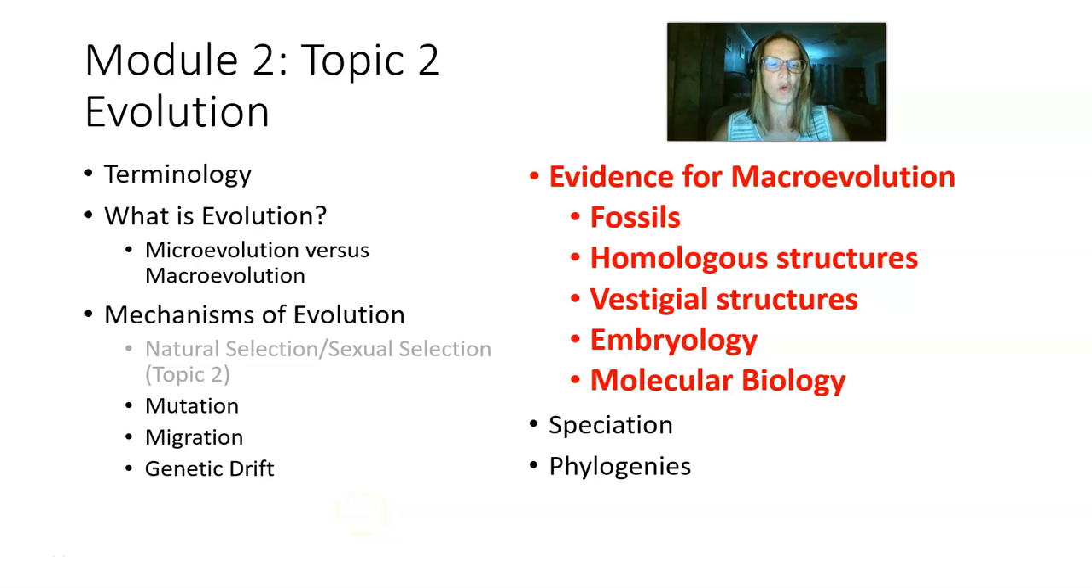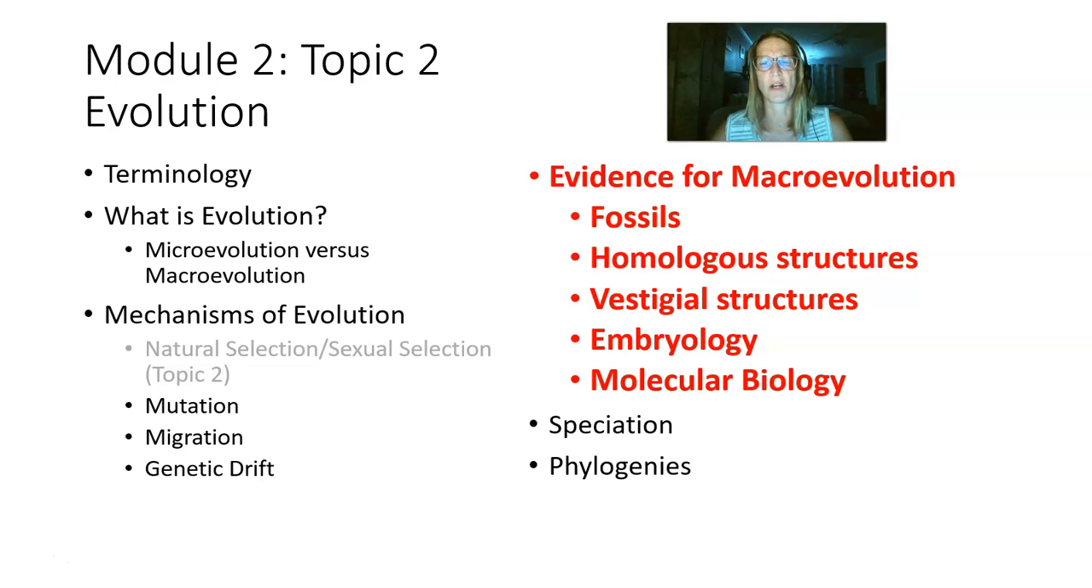In the last video, we talked about mechanisms of microevolution, which again is the change in allele frequencies from one generation to the next. We discussed mutation, migration, and genetic drift in the last two videos. Remember that natural selection and sexual selection are also mechanisms of evolution, but we're going to talk about those in the third topic of this module.